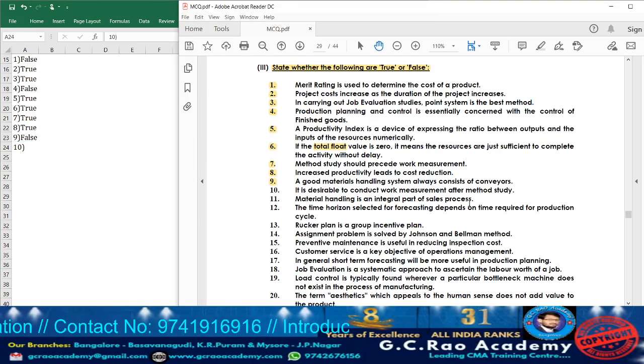Now moving on to statement 10. What's that telling? It is desirable to conduct work measurement after method study.